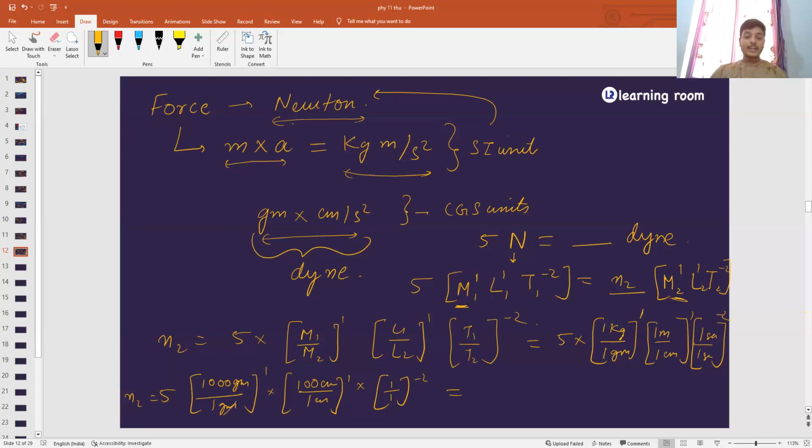Now from there, gram and gram cancel, centimeter and centimeter cancel. So you get 5 into 1000 to the power 1 into 100 to the power 1. So you get 5 into 10 to the power 5. So 5 Newton is 5 into 10 to the power 5 dyne. Understood or not? From there I can write 1 Newton is 10 to the power 5 dyne.